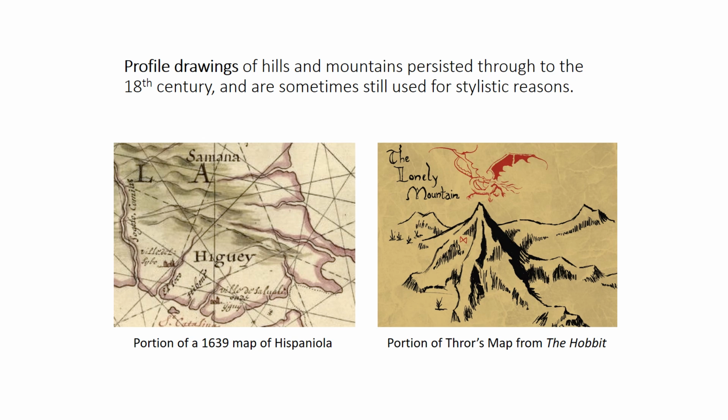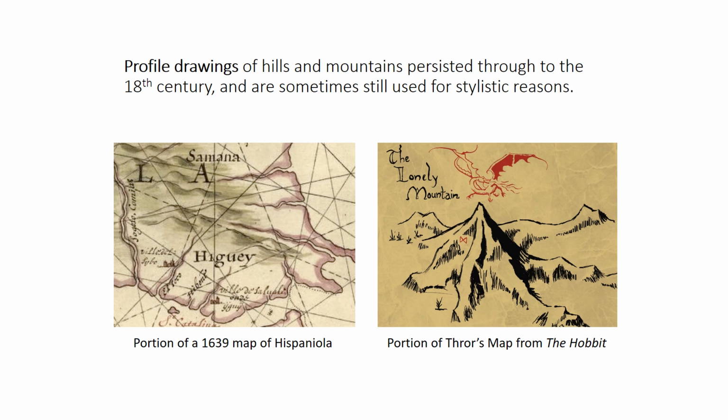Very often they would include things like shading. You can see this exhibited in the 1639 map of Hispaniola, part of it here, and this kind of representation is so attractive to humans that children often, if they want to draw maps, will draw hills this way. So this kind of map technique has persisted.